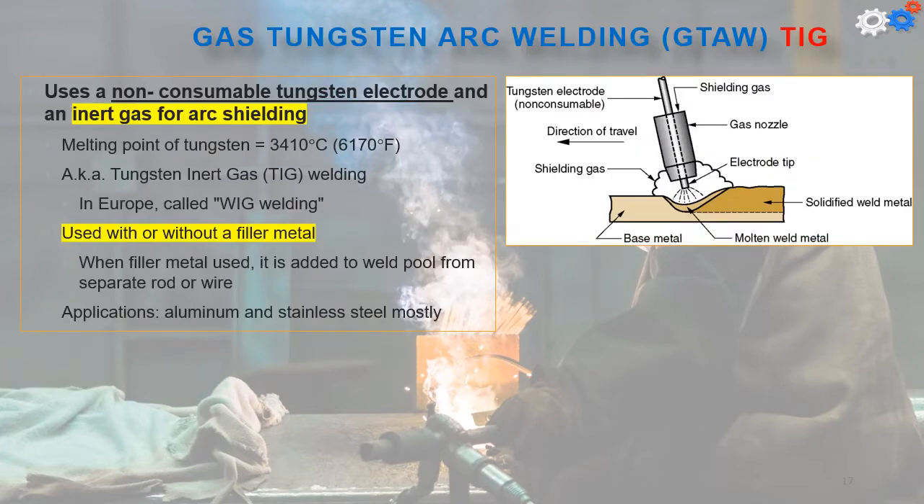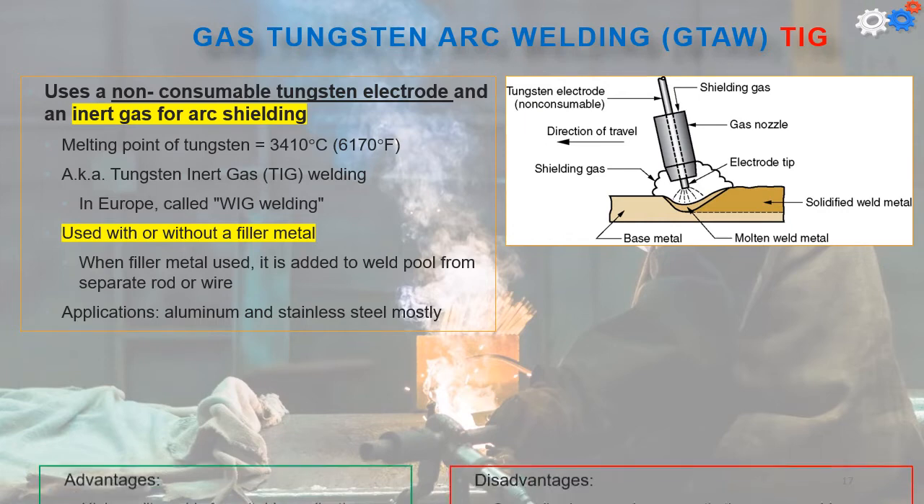Gas tungsten arc welding, also known as TIG, uses a non-consumable tungsten electrode and an inert gas for arc shielding. This can be used with or without a filler metal. When the filler metal is used, it is added to the weld pool from a separate rod or wire. The main applications are mostly for aluminum and stainless steel.